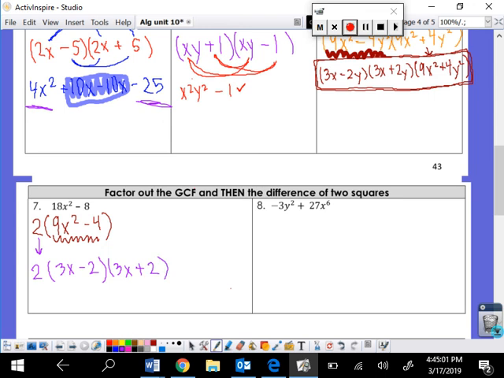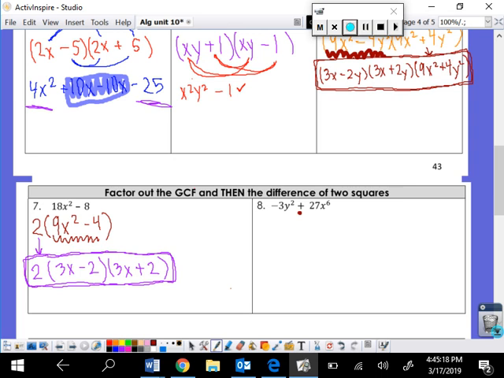So the square root of 9 is 3. The square root of 4 is 2. And there is our final answer. So take the square root of your first coefficient, the square root of your second coefficient. Okay, let's try that one more time.